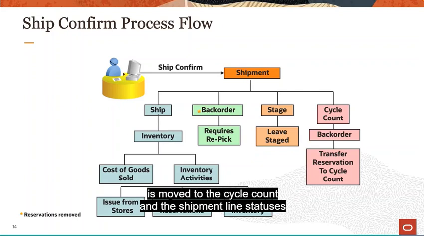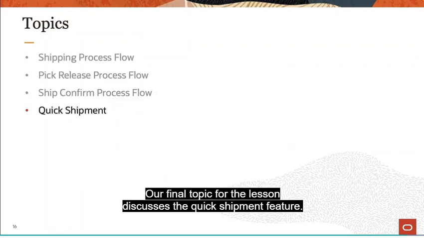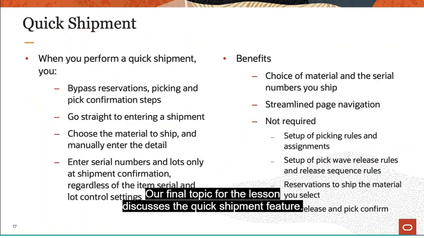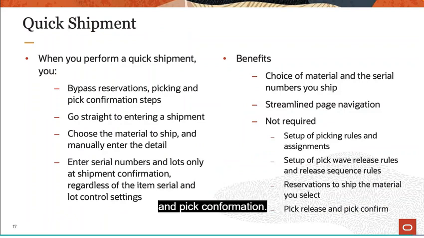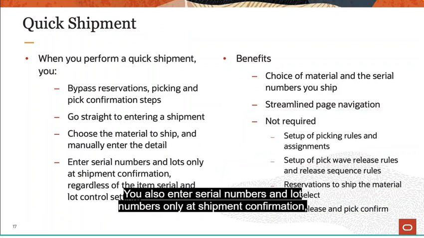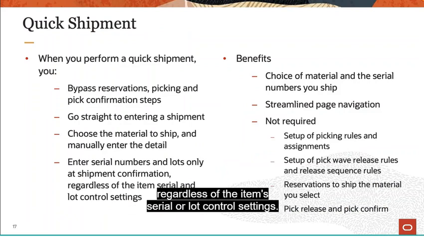Our final topic for the lesson discusses the quick shipment feature. When you perform a quick shipment, you bypass reservations, picking, and pick confirmation. You go directly to creating a shipment, choose the material to ship, and enter the shipping details manually. You also enter serial numbers and lot numbers only at shipment confirmation, regardless of the item's serial or lot control settings. Quick shipment gives you more control over which material and serial numbers you ship, and it simplifies the overall navigation and process flow.